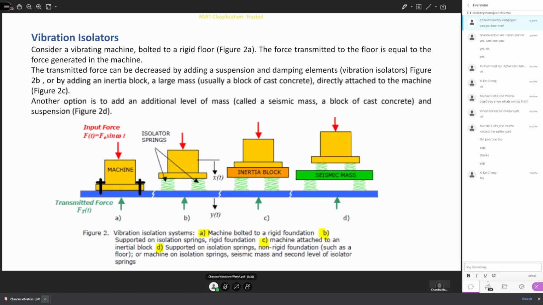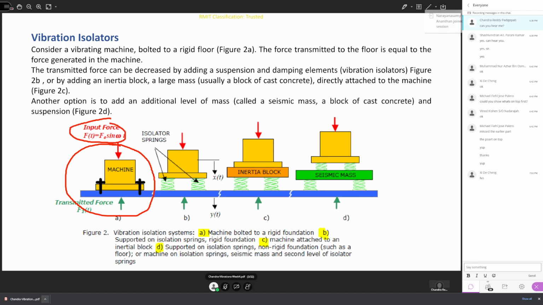Now, let us go through this. For example, the first one you see here: a machine is bolted to a rigid floor, and there's an input force. So the machine is subjected to an input force. As a result of this input force, there is a transmitted force equivalent to the input force.